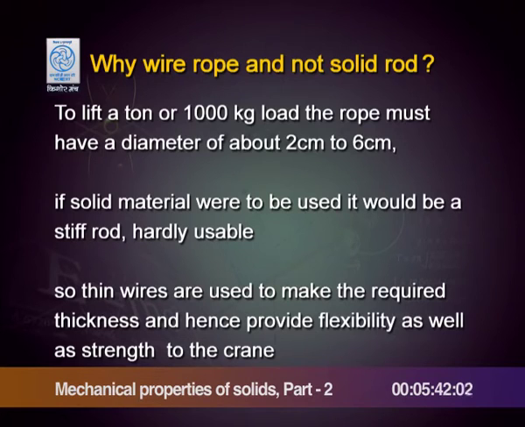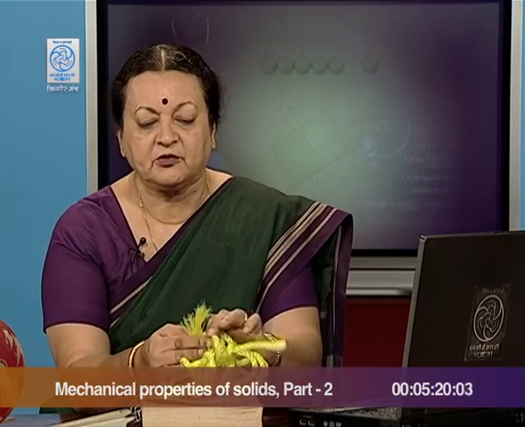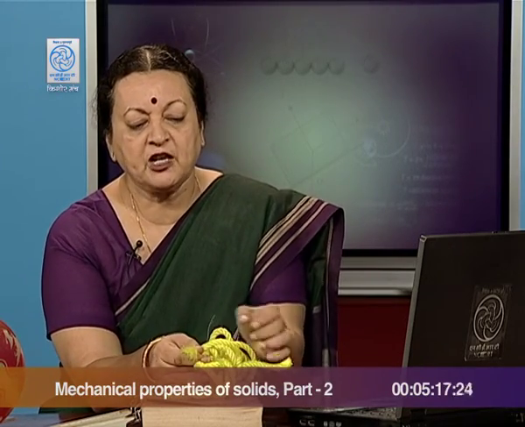Why is that required? Let us see from an example. For example, if you had to lift say 1 ton of material, or a box which is about 1000 kg, then your requirement for steel rod would be about 6 centimeters diameter, which is reasonably high, and therefore, this would be solid and not flexible at all.